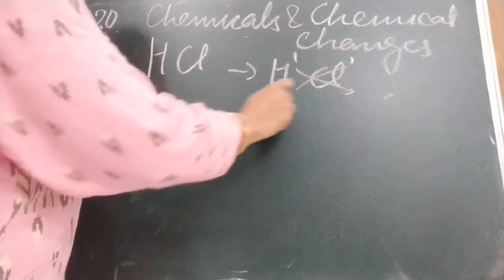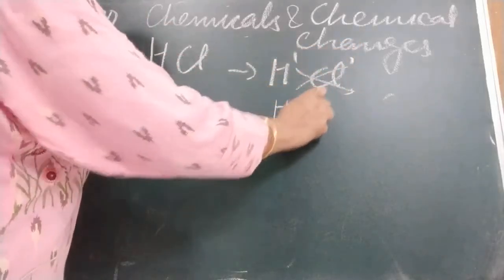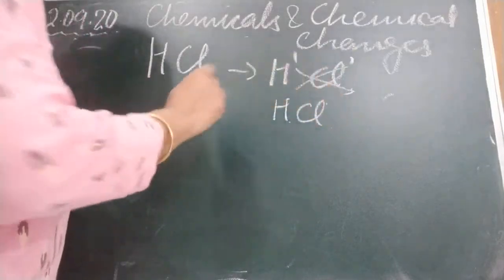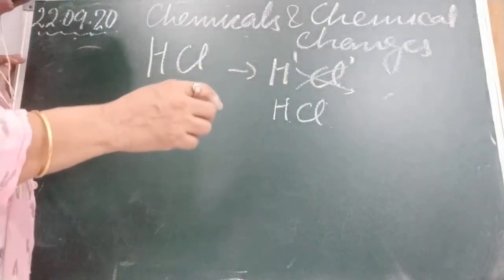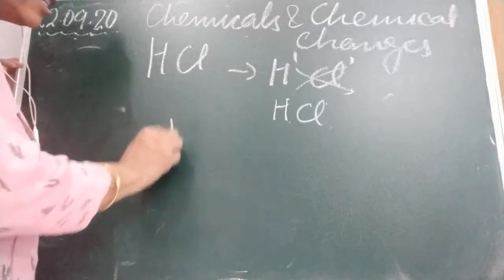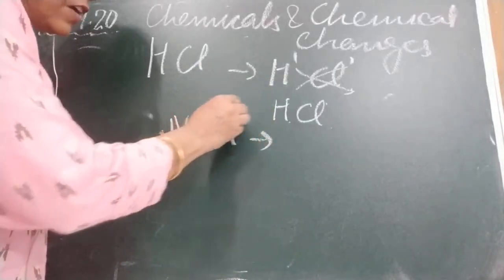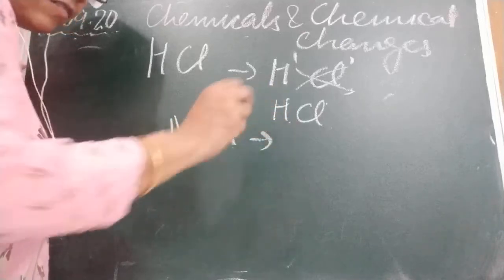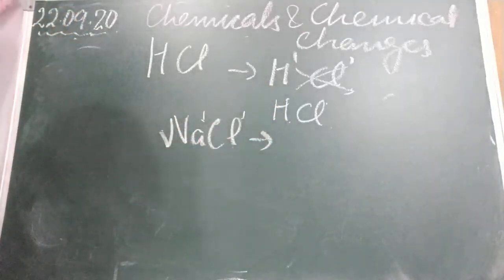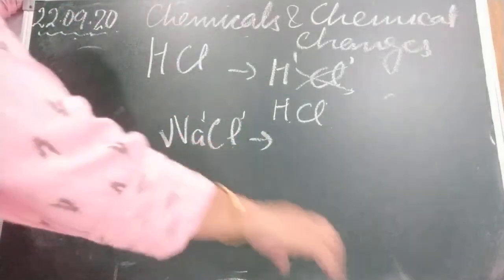Cross it. HCl: one will come here, one will come here. In the same manner, you can make NaCl. Valency 1, 1. Cross it. NaCl will be formed. Now what is valency, children?